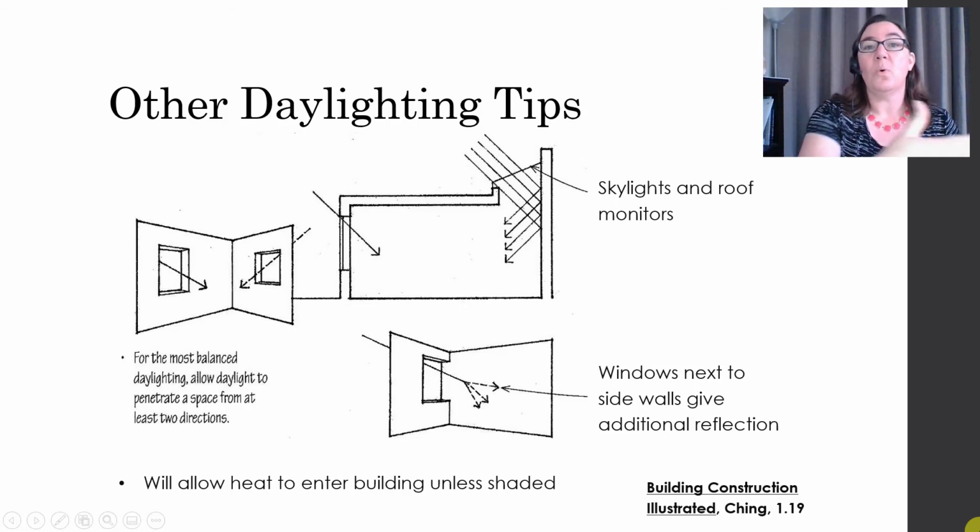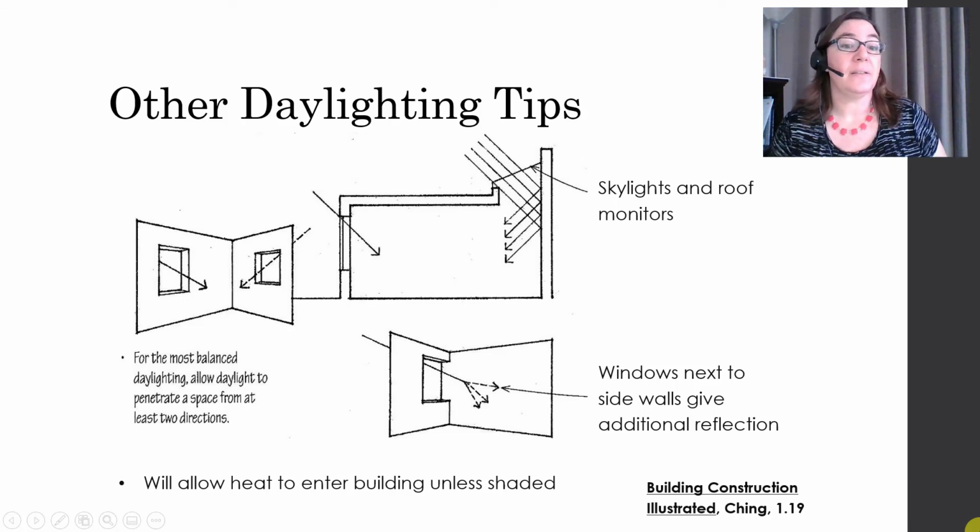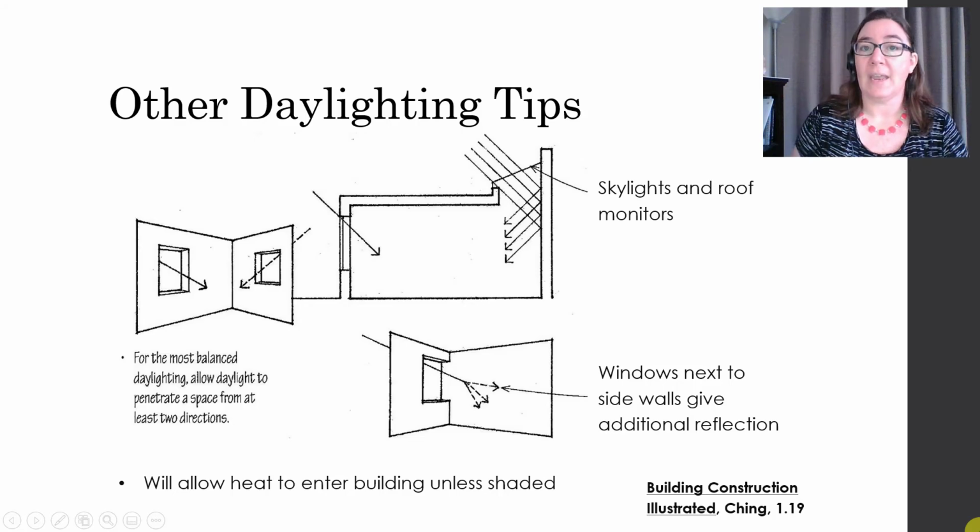Also, if you want to bounce light further into your room, we already talked about light shelves, but you can add a window next to a side wall to bounce light in a horizontal direction. Finally, when you're talking about daylighting, always keep in mind you're letting the light in, but you're also letting the heat in your building unless you shade your windows.